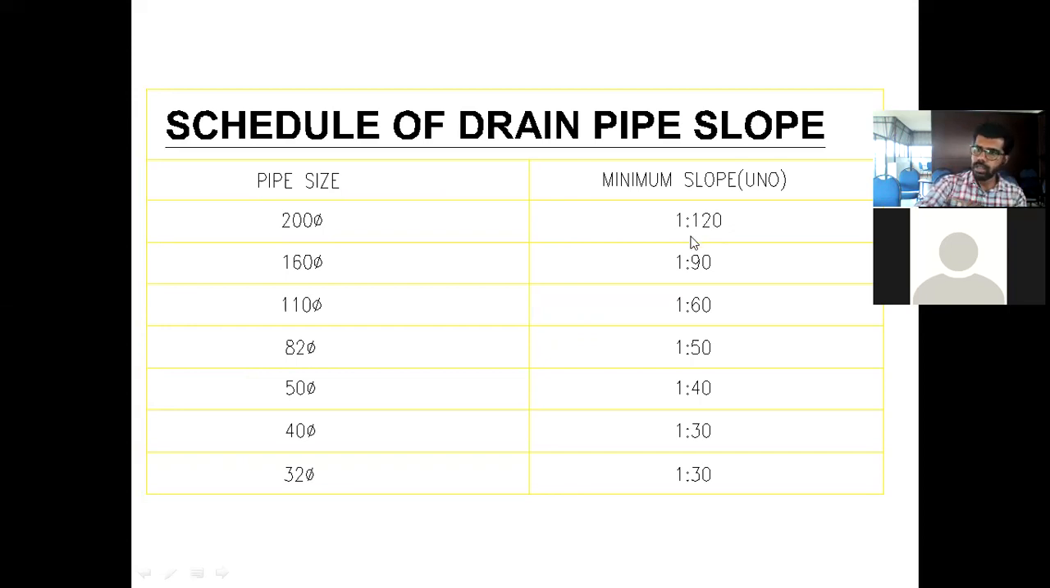That is 1:120. In the case of 160, for 90 meter length, 1 meter will be the slope. For 32 mm, for 30 meter length, 1 meter will be its slope. Okay. So when the diameter decreases, the slope also will increase. So it is 1:30, 1:40, 1:50, 1:120. And if the size is large, the slope can be less. Okay.